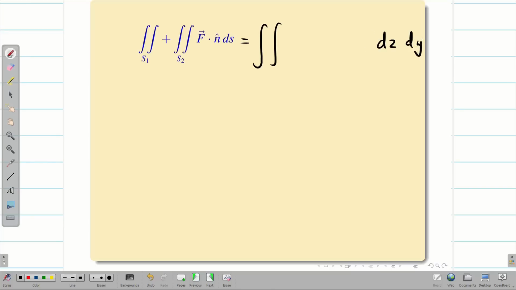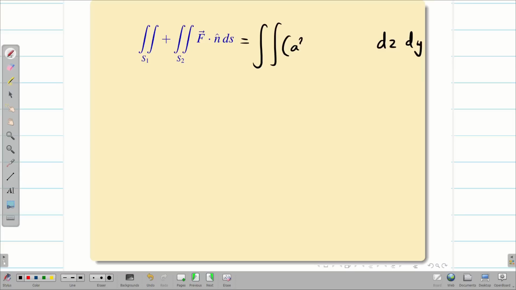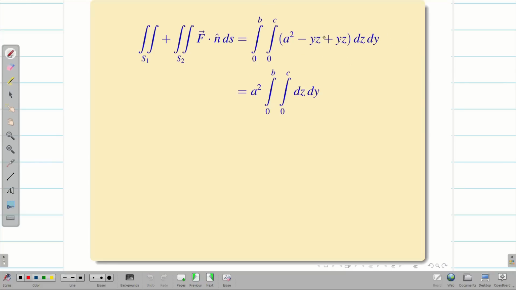From the table, the values are a square minus yz and yz. A square minus yz plus yz. So these two will get cancelled. My problem is going to be very simple and the limits are going to be 0 to b, 0 to c. Now I'll take this a square outside.